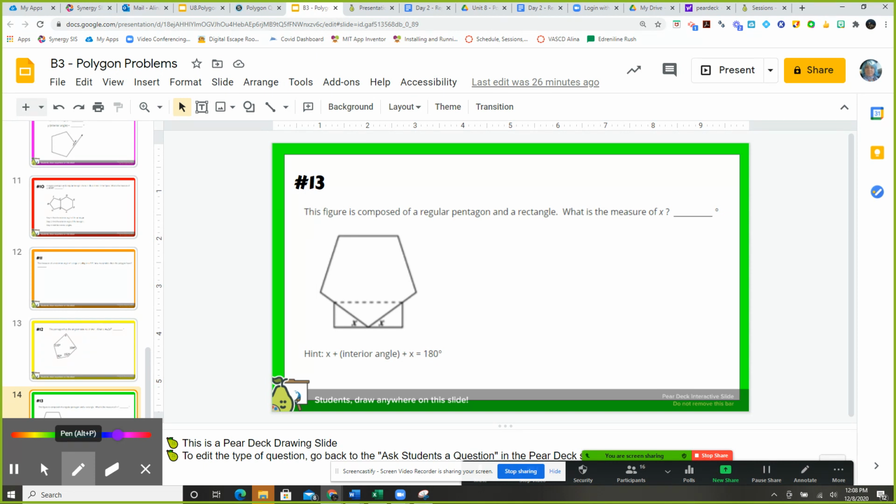Could we just do the rectangle? Sure. What do you want to do with a rectangle? These 3 angles, angle 1, angle 2, and angle 3 will definitely add up to 180. Right. And then, can I find that interior angle right here? What's that interior angle?